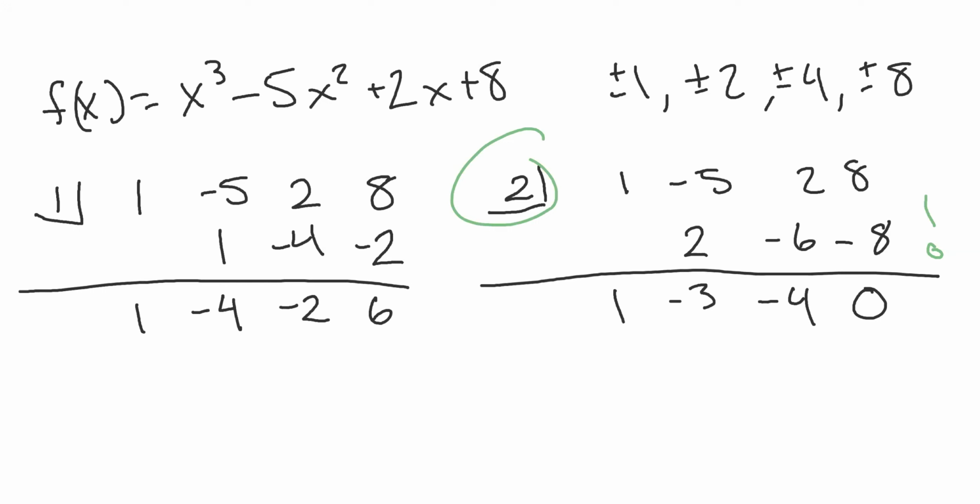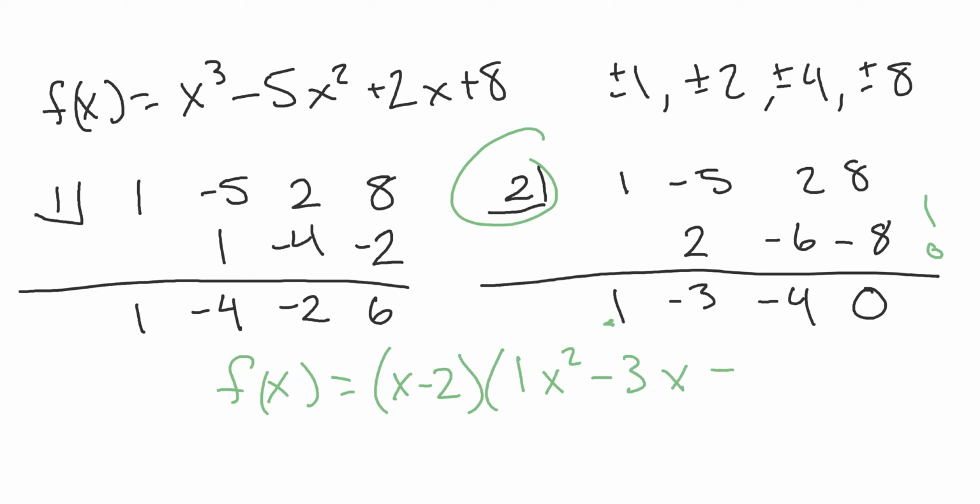What that means is that our polynomial f of x can be factored as x minus 2, and we've got a 1 here, so we've got 1x squared minus 3x minus 4. So these are just the coefficients coming from right here, and we know that this factor is x minus 2 because the root is a 2. Okay, so that's our first step to factoring this third degree polynomial.